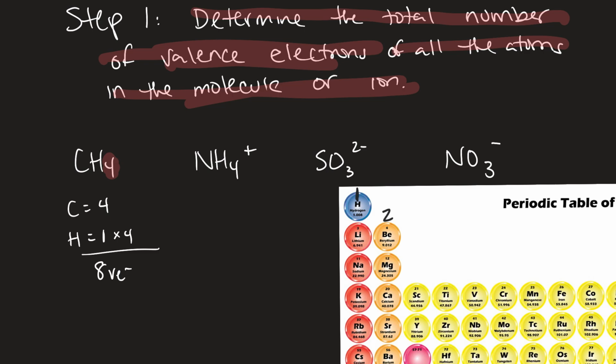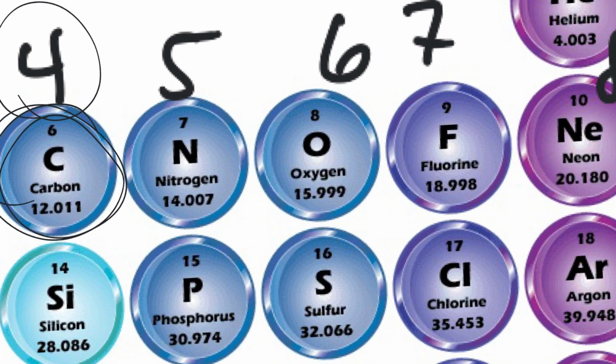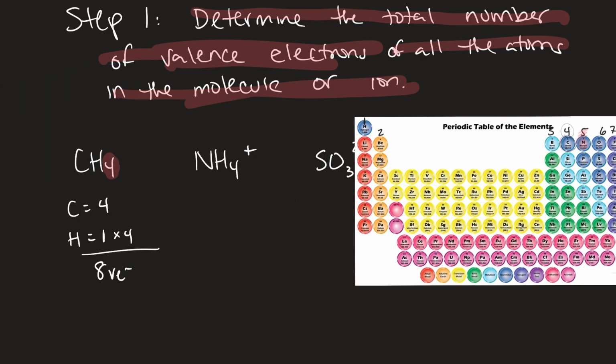Let's look at the next example. We have the ammonium ion, NH4 plus. This one's a little bit different, but we'll talk about it. We first have to figure out how many valence electrons nitrogen has. Looking at the periodic table, we see that nitrogen has 5 valence electrons. So I'll put my periodic table off to the side, and nitrogen has 5 valence electrons. Hydrogen, just like in the last problem, has 1 valence electron, but I have 4 of them, so I'm going to multiply this number by 4.